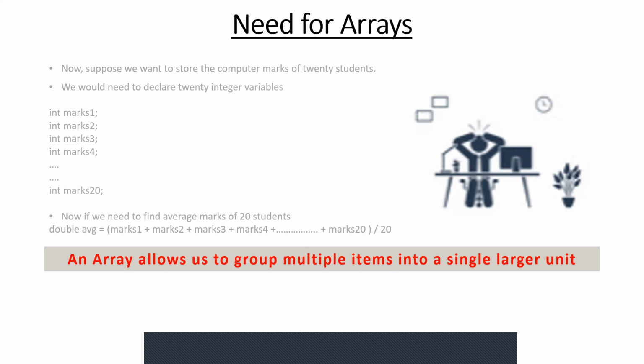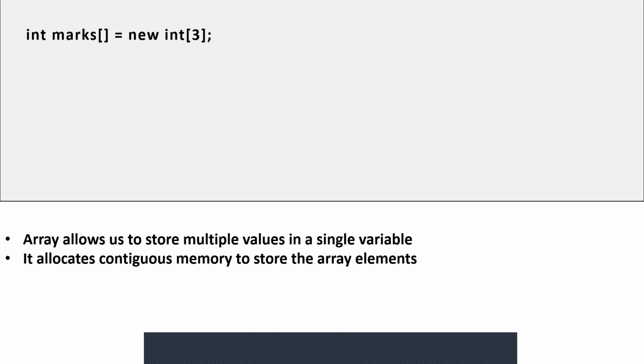So what are we saying? Array allows us to group multiple items into one single unit. Fine. How do we do that? So the way we declare an array is, I'm saying int is the data type. Marks is my variable, but now we put square brackets after marks is equal to new int. What data type we want? Integer data type, square bracket 3. Okay. What does this mean?